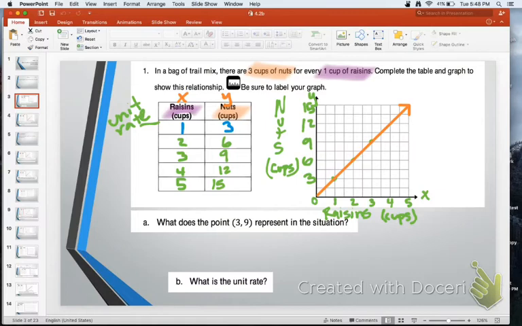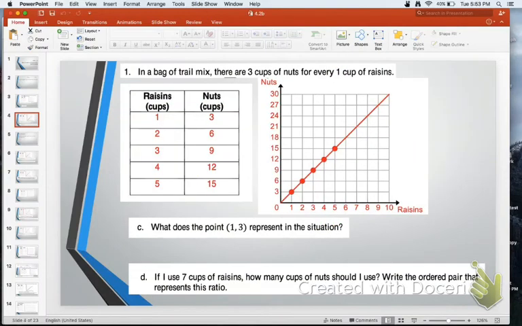Question B says, what is the unit rate? Well, we already identified going into this that our unit rate is 1 cup raisin to 3 cups nuts. Let's continue on with this.